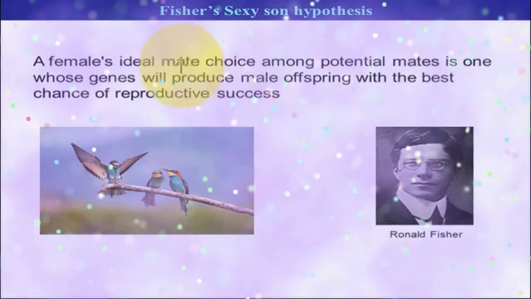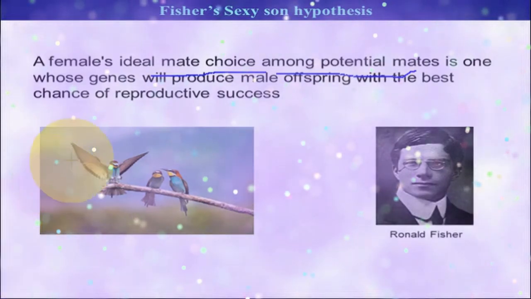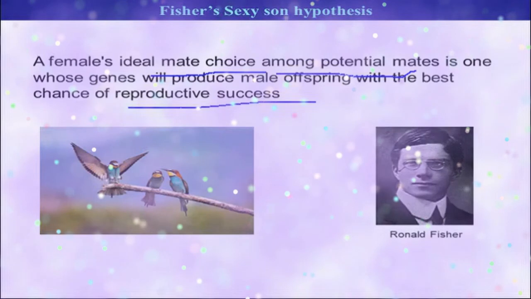So a female's ideal mate choice among potential mates is one whose genes will produce male offspring with the best chance of reproductive success. Best chance means the best character it will pass to the offspring, and the reproductive success will be increased. This is what is called Fisher's sexy son hypothesis.